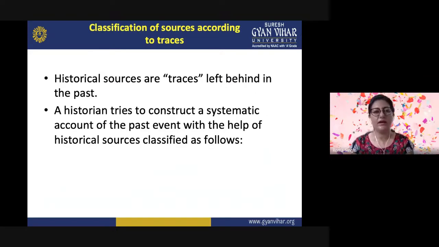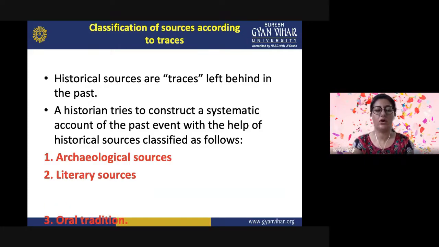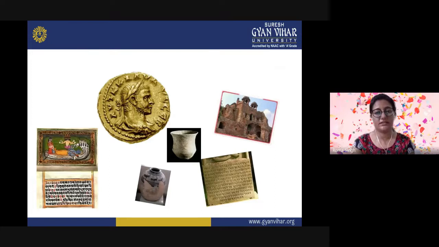So there is a classification of sources according to the traces which are left behind in the past. A historian tries to construct a systematic account of past events with the help of historical sources, which are classified as follows: archaeological sources, literary sources, or oral tradition. These are the broad categories into which history is classified.